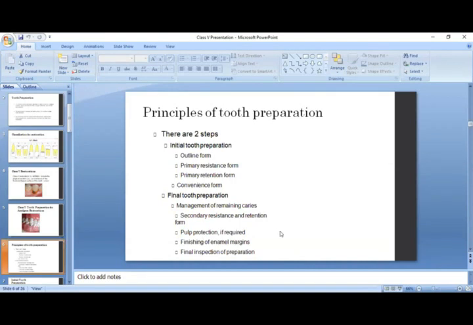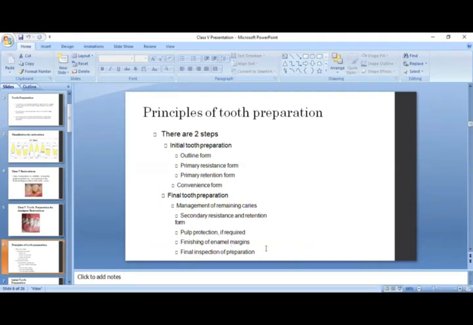Next is the finishing of the enamel margins. Enamel finishing means that after the cavity preparation, there must be finishing. That is something really important. It helps the filling material to be placed into that specific area, and it also increases longevity. Longevity means the duration for which the restoration can last.